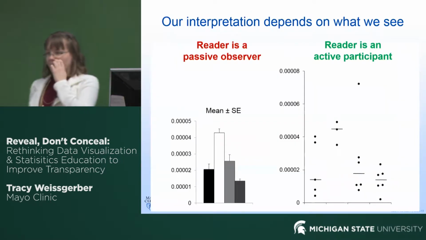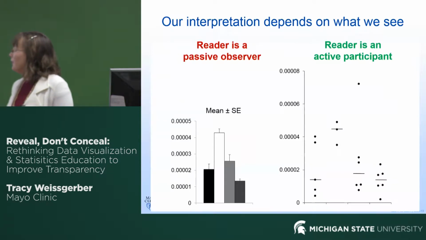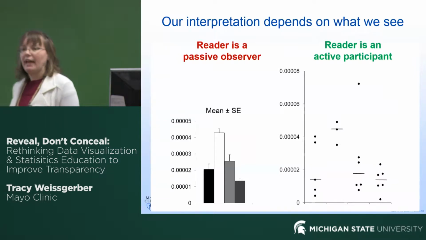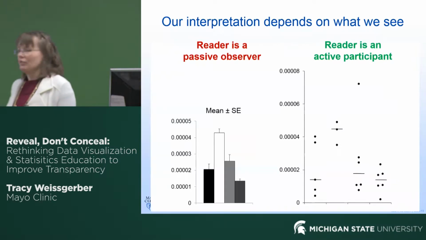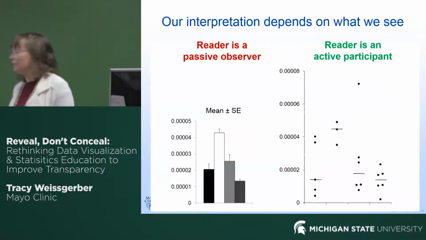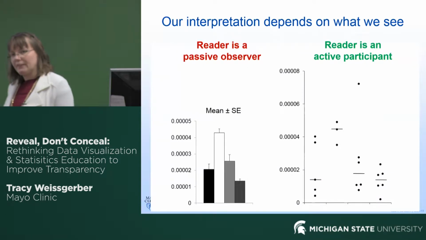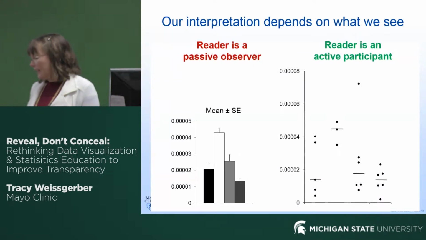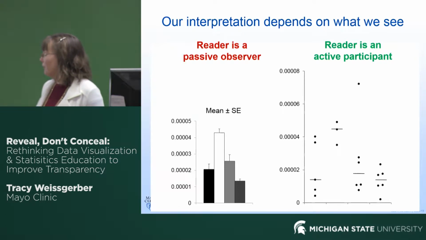So just to emphasize, our interpretation depends on what we see. So with a bar graph, all I can really look at is, do these groups look different on average? There's no information here about the sample size that might tell me how confident I can be in these conclusions. There's no information about the data distribution. There's really nothing that allows me to critically evaluate the data. And that turns the reader into a passive observer.